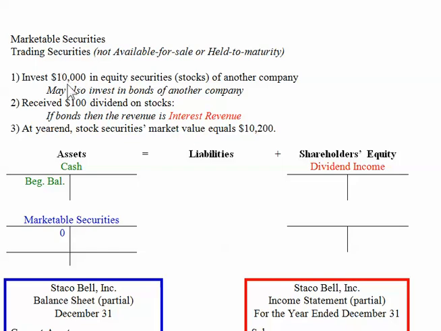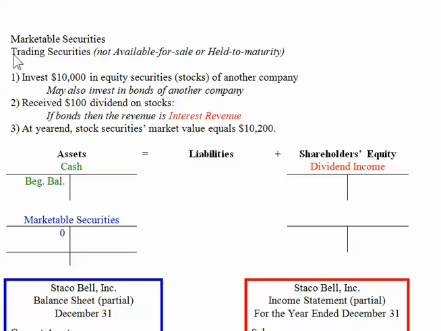If companies have excess cash, they may find it beneficial to invest that money and make a better return. And they can do that by buying stock of another company. They call those equity securities, or they can lend to a company by buying bonds. So they refer to these as marketable securities.